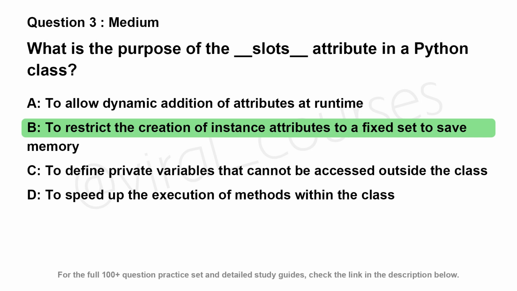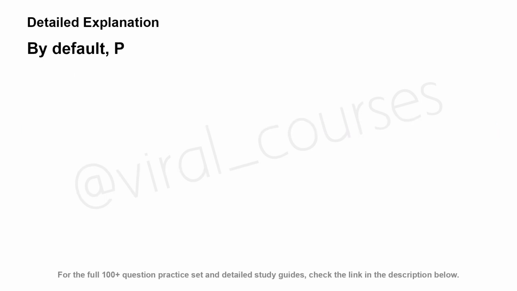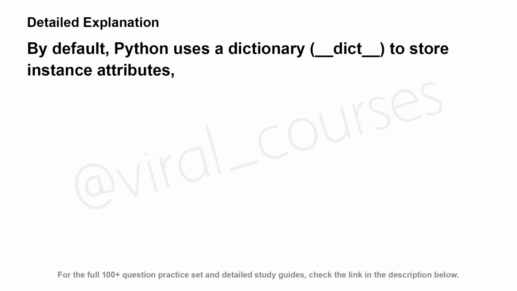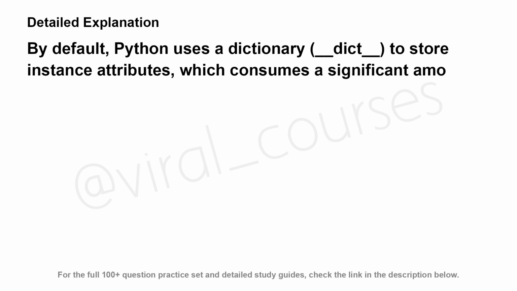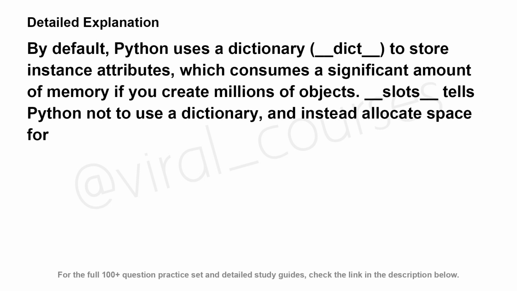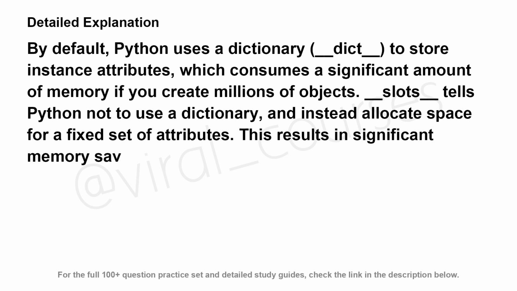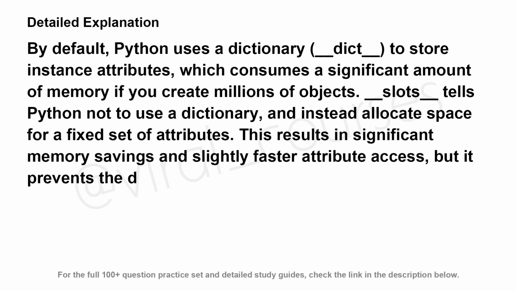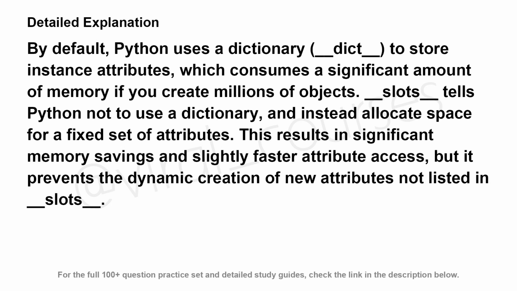The correct answer is B. By default, Python uses a dictionary, __dict__, to store instance attributes, which consumes a significant amount of memory if you create millions of objects. __slots__ tells Python not to use a dictionary, and instead allocate space for a fixed set of attributes. This results in significant memory savings and slightly faster attribute access, but it prevents the dynamic creation of new attributes not listed in __slots__.